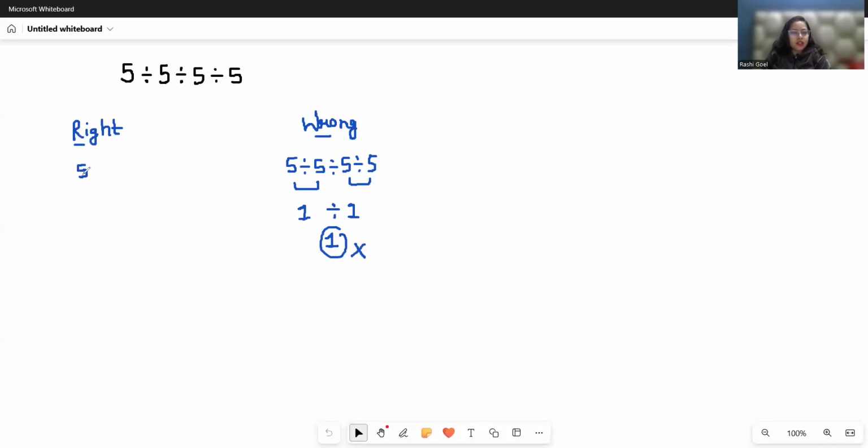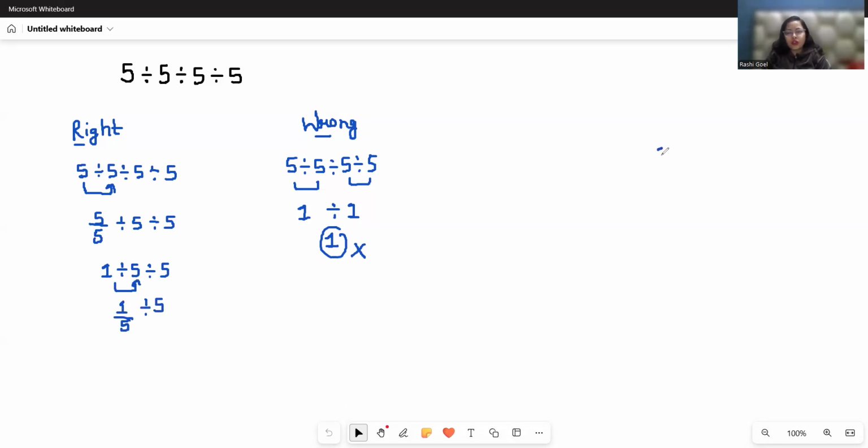When you are given the same operation repeating itself, that is 5 divide, then again divide, then again divide, first you have to solve from left to right, taking two terms together. So first 5 divided by 5, then rewrite the left out terms. So this becomes 1 divided by 5 divided by 5. Now again take two terms at a time. So 1 by 5 divided by 5.